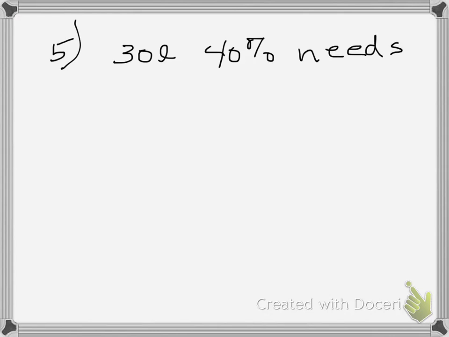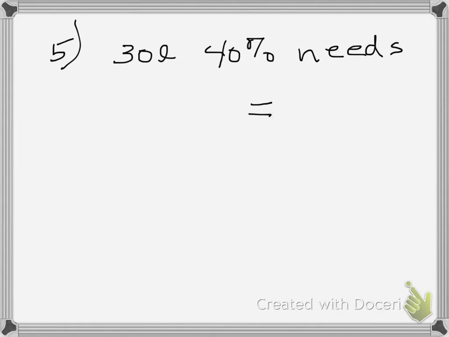And this is another mixture problem. So we've got 30 liters of a 40% solution. That's what he needs. And he's starting with a 30% solution and a 60% solution. We want to know how many liters of each he needs to make 30 liters of a 40% solution.